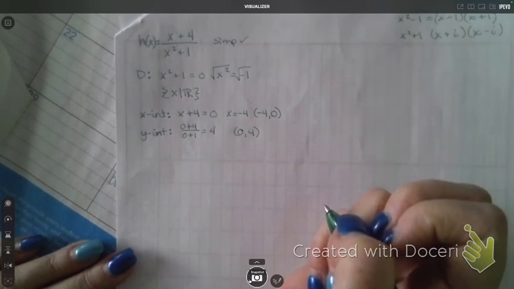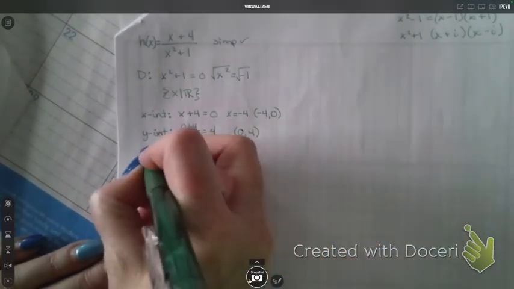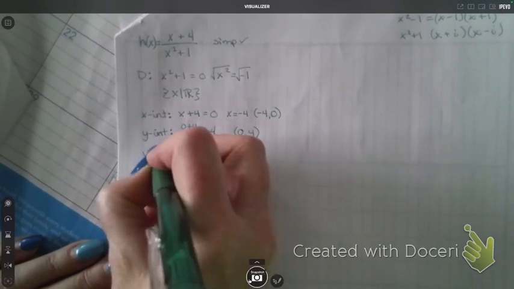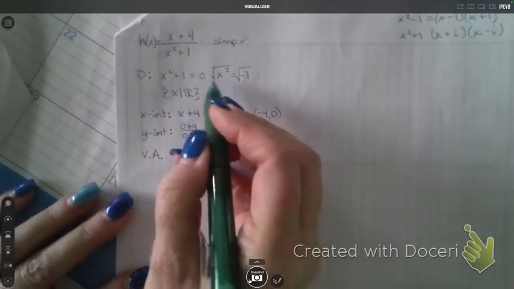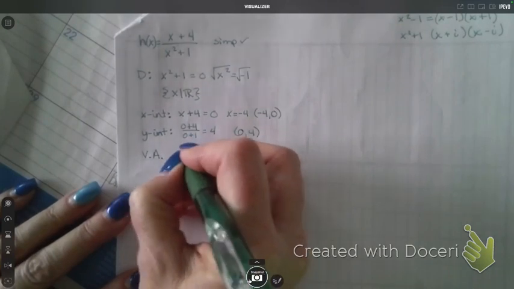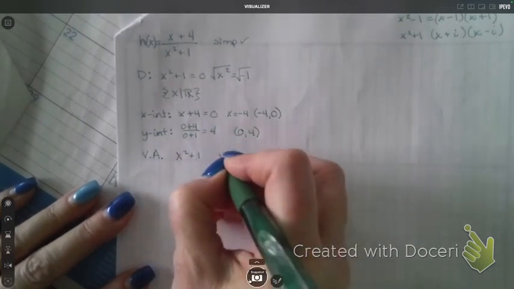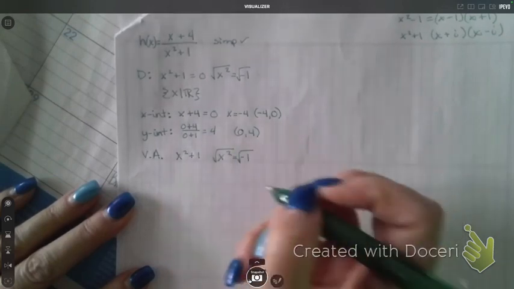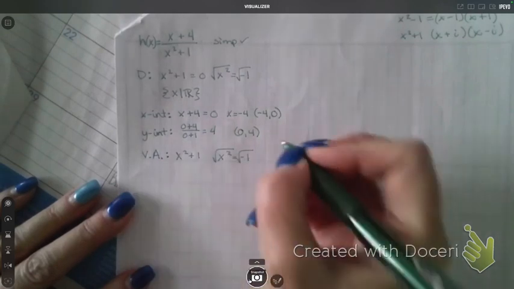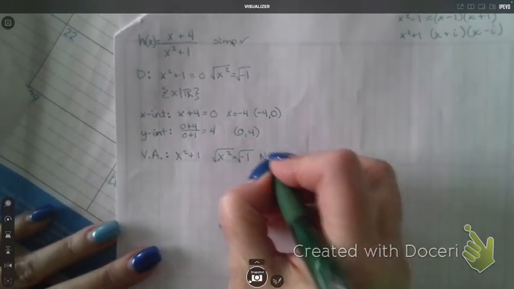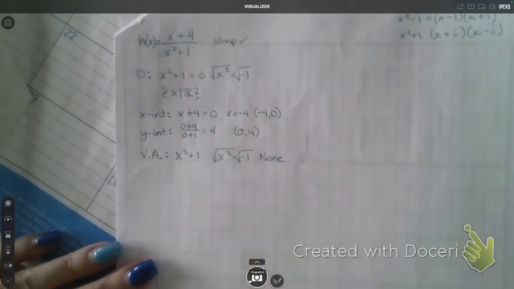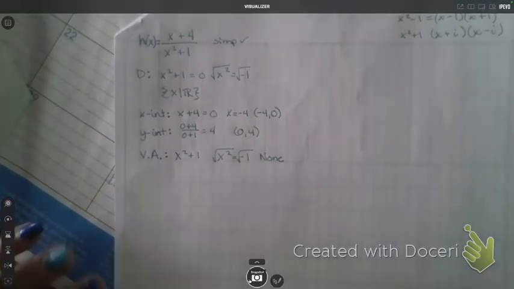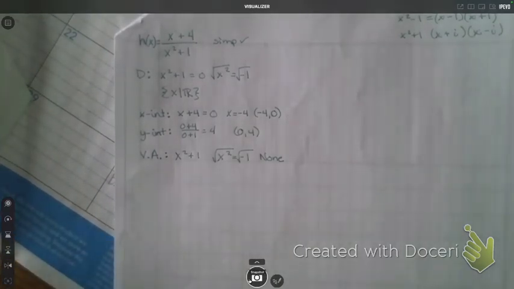Next, vertical asymptote. Denominator equals 0. So we had x squared plus 1, so that was x squared equals -1, square root. Is that real? So you just write none. You tell me there's none. I'm going to know that the square root of -1 is imaginary. I better, right? Okay, next.